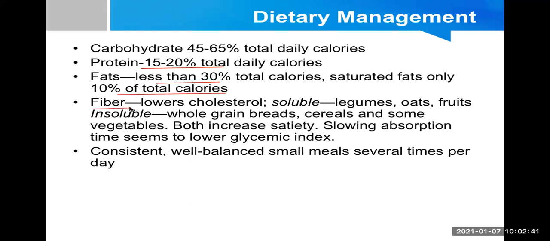Now, what is the role of fiber here? Fibers are an extremely important component of our diet, especially of diabetic people. They lower cholesterol, and they are present in many different types of food, especially legumes, oats, different types of fruits, even vegetables, cereals. So different types of fibers are present. What is the function of this fiber in our body? Number one, they increase the satiety, so that the patient does not want to eat more carbohydrate. And they also slow the absorption of carbohydrate. So they lower the glycemic index.